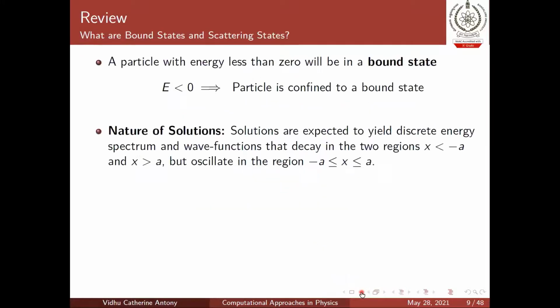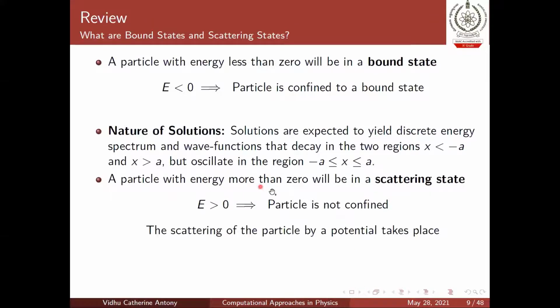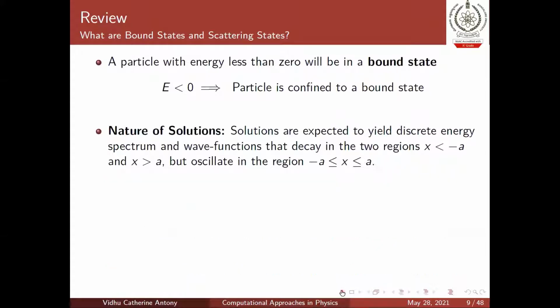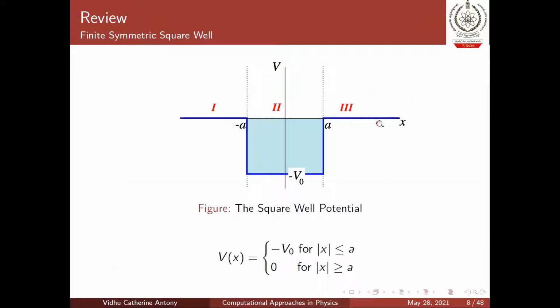Now, what about your scattering states? A particle with energy more than 0 will be in a scattering state. So your E is greater than 0, and the particle is not confined here. The scattering of the particle by the potential occurs. In this case, your wave function is oscillatory for all three regions that I mentioned earlier: region 1, region 2, and region 3.